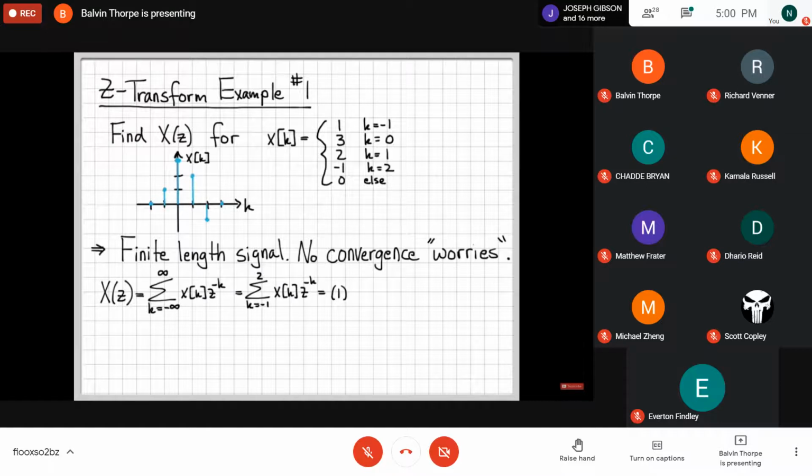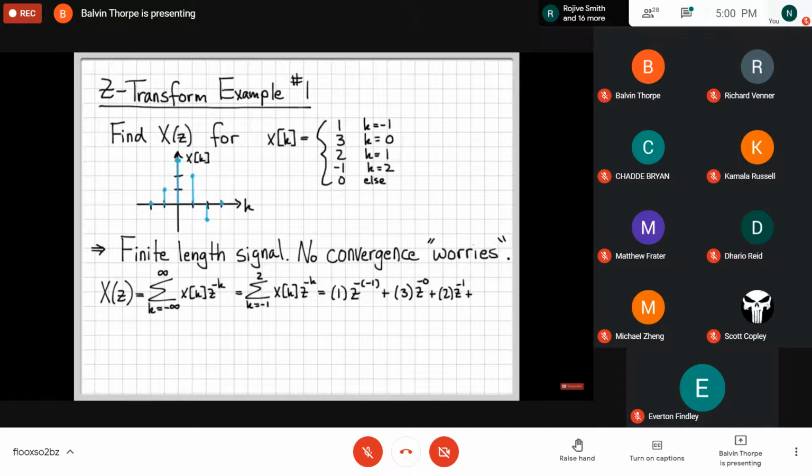So at k equals minus 1, my signal x of k is equal to 1, and I have to multiply that times z to the negative k, where k is equal to minus 1, plus the k equals 0 term, I'll have x of 0, which is 3, times z to the 0, because k is 0, plus the k equals 1 term, x of 1 is equal to 2, so I have 2 times z to the negative 1, because k is 1.